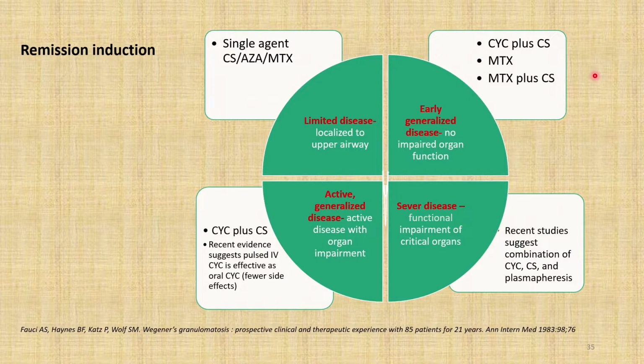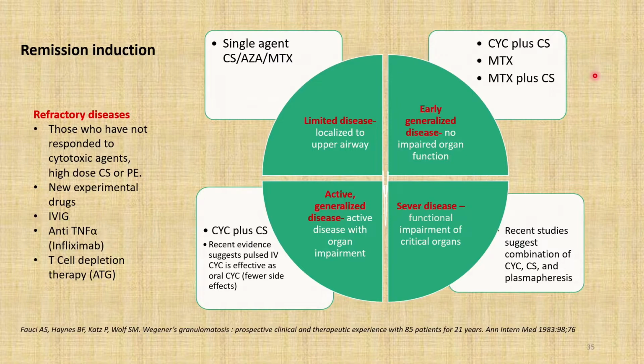When we talk about the remission induction, we know in vasculitis there are limited disease, early generalized disease, active generalized disease, and severe disease. So in the context of this diffuse alveolar hemorrhage, we are much more concerned about the active generalized disease and the severe disease. In active generalized disease, we usually go for cyclophosphamide pulsing with corticosteroids. And in severe disease, usually we go ahead with the combination therapy, cyclophosphamide or rituximab with corticosteroids and plasmapheresis.